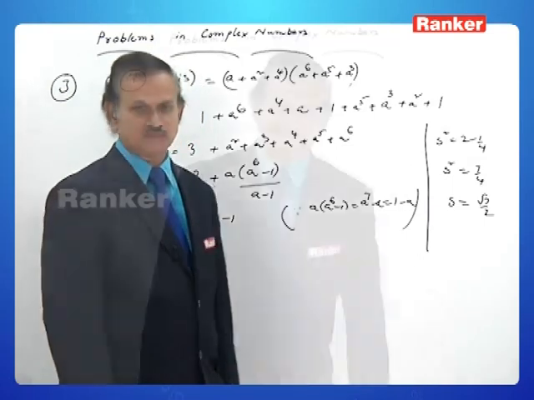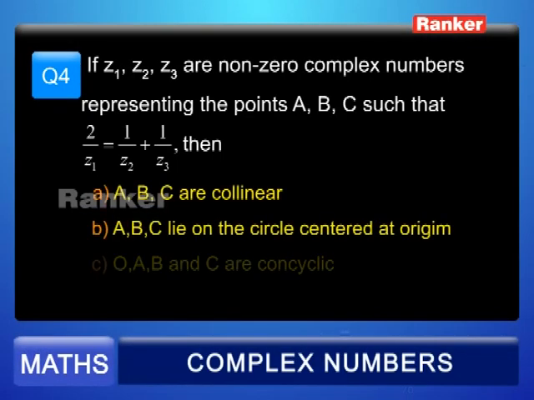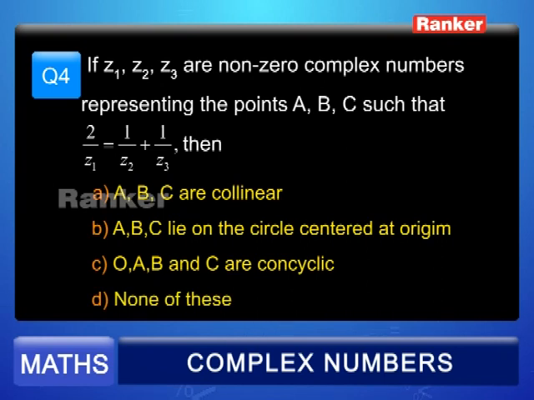That's all for the question. The fourth question is, if Z1, Z2, Z3 are non-zero complex numbers representing the points A, B, C such that 2 by Z1 is equal to 1 by Z2 plus 1 by Z3, then he has given 4 options regarding the nature and position of the points A, B and C. In the first option, he says that A, B, C are collinear. In the second option, A, B, C lie on a circle centered at origin. In the third option, O, A, B and C are concyclic. And the fourth option, none.